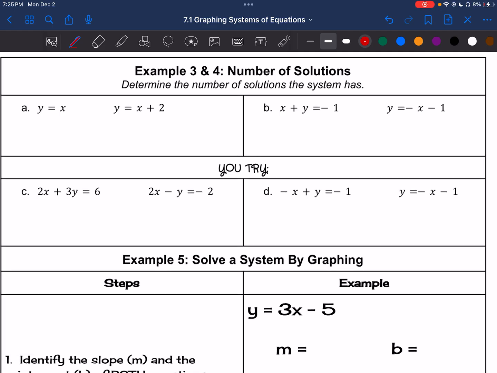So the first one we're going to compare, we have y equals x and y equals x plus 2. So my slope for the first one is 1. My y-intercept for the first one is 0, because x plus 0 is there. My second equation, we have a slope of 1, and my y-intercept is 2. So those have the same slope, but different y-intercepts, so it is no solution.